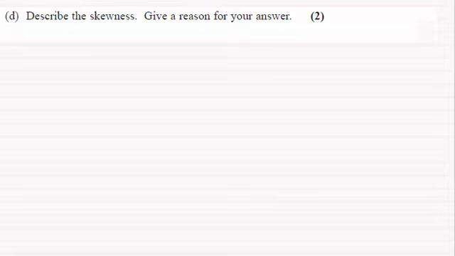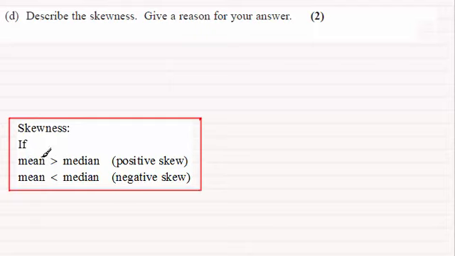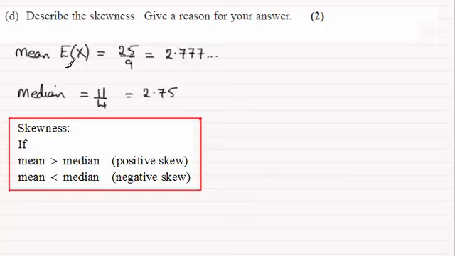And we should be familiar with this result, that if the mean is greater than the median, you get positive skew, and if the mean is less than the median, you've got negative skew. So going back to our answers that we found in the earlier parts, we've got the mean given by E of x was 25/9, or as a decimal 2.7 recurring, and the median was 11/4, or 2.75. So we can compare them now that they're in equivalent forms, and obviously there's not much difference here.